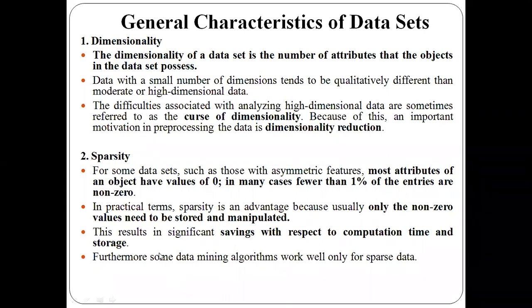Many of the data mining algorithms work well for sparse data. If you have a smaller number of attribute values, then with such kind of data many of the algorithms can easily work. That is also one of the advantages.